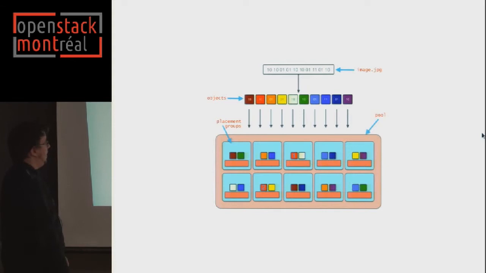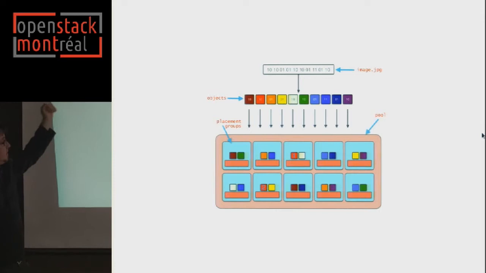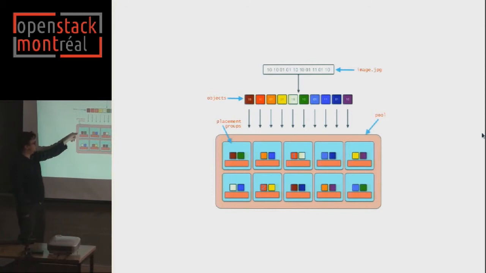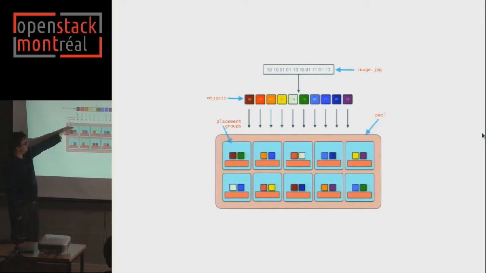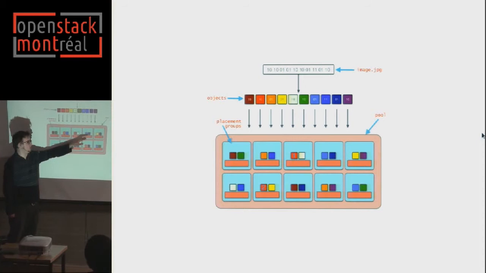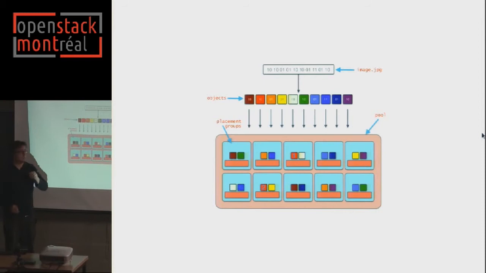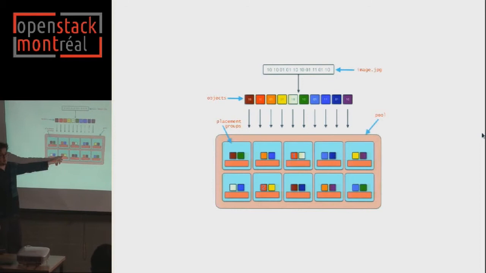So you have here a little diagram. You have, for instance, your binary data, an image. It goes through Crush. It gets split into objects. And then you have this pool, like the pink rectangle. And then you have your placement groups. And in each placement group, the objects are being stored. So in this example, I have a replication factor of 2. If I look at this little red square, I have this red square here and the second red square here. It's not going to be anywhere else.